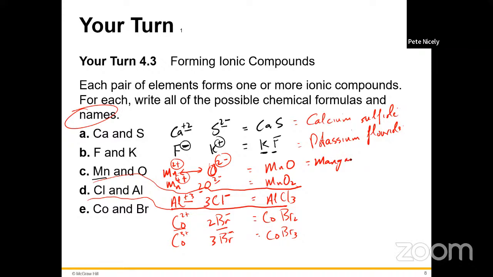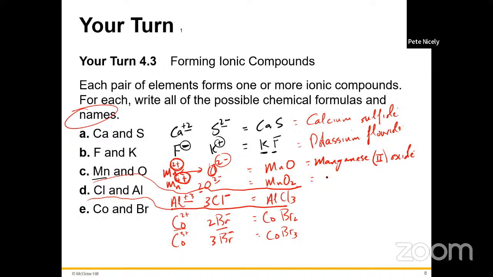Manganese is a good start, but you have to indicate which one: the one with the +2 charge or the one with the +4 charge. So that means you have to include a number representing the charge in Roman numerals. So it's manganese(II) oxide. All right?